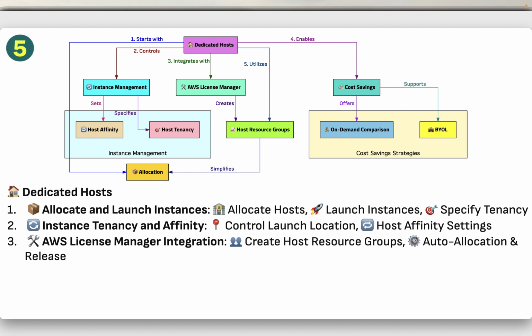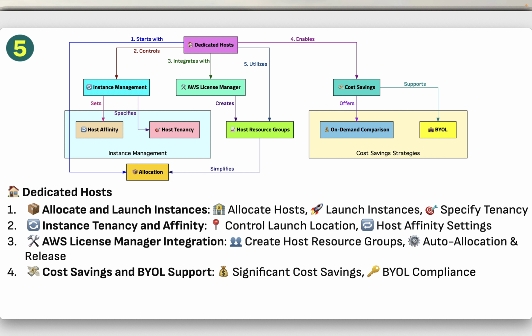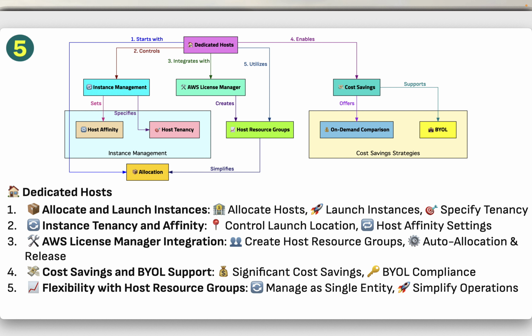So you can use AWS License Matcher to create host resource groups for easier management of your dedicated host, which allows for auto allocation and auto release, simplifying the launch process. You can leverage dedicated host for significant cost savings compared to on-demand instances. You can bring your own license for greater cost efficiency and compliance with software licenses. Host resource groups offer flexibility in managing dedicated hosts as a single entity, simplifying operations like allocation, launch, and release of instances.